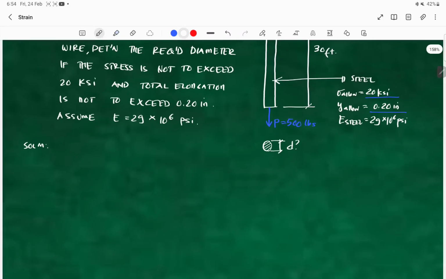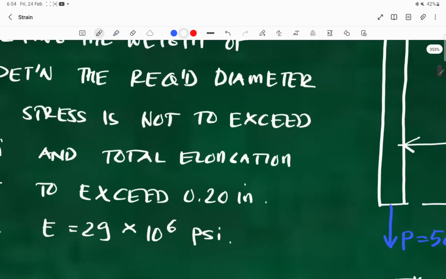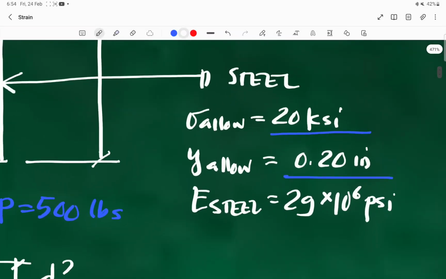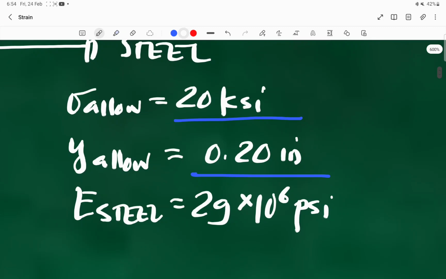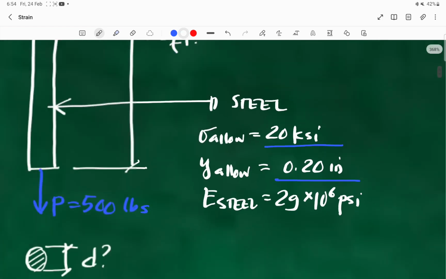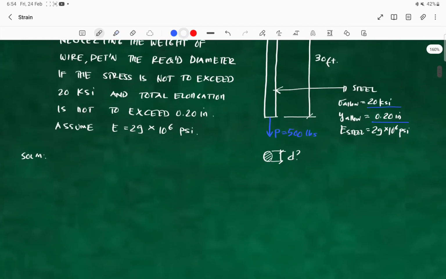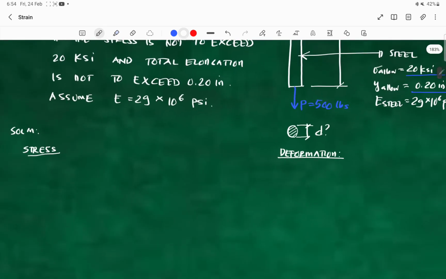Okay, so to solve this one, yung formula lang natin. Meron tayong dalawang limitation na binigay, no? Number 1 is yung limitation natin sa stress, which is we are only allowed up to 20 ksi. And another limitation is we are only allowed a total deformation of 0.2 inch. So, dalawa yung i-check natin dito. The first one is yung stress, and the second one is yung deformation.